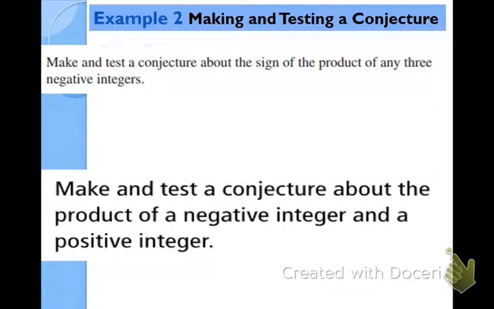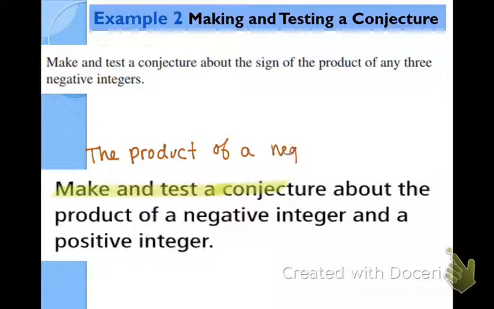Make and test a conjecture about the product of a negative and positive integer. So what do you think my sentence after I make and test a conjecture? The product of a negative integer and a positive integer is, yeah, that's exactly it. So go ahead and write that. The product of a negative integer and a positive integer. Again, what does integer mean? It's a number.